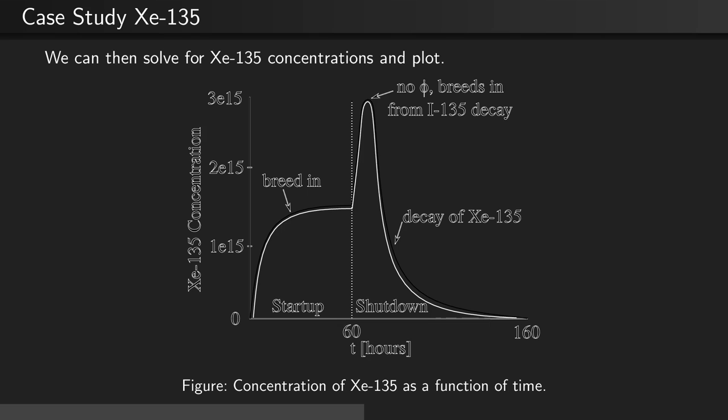After startup, an initial concentration of xenon-135 breeds in and then starts to plateau. Immediately after shutdown, which is when the neutrons stop eating the xenon-135 that's present, we see a huge spike in the number of xenon-135 coming from iodine-135 decay until the xenon-135 itself decays. This effectively prevents nuclear reactors from starting up again immediately after they shut down.